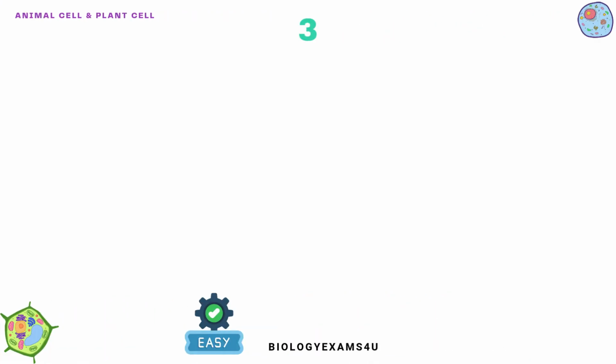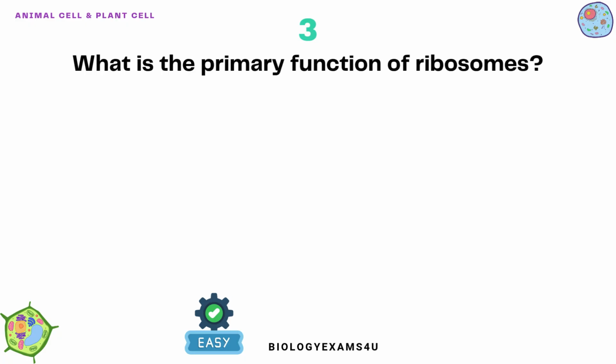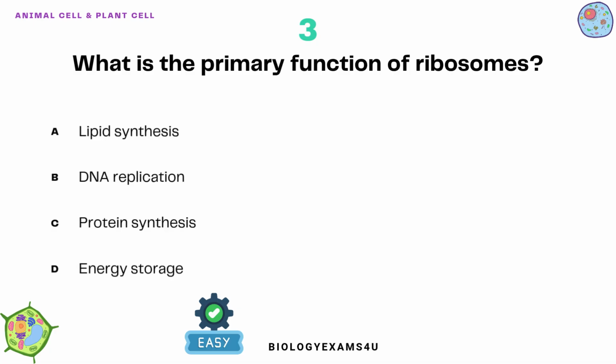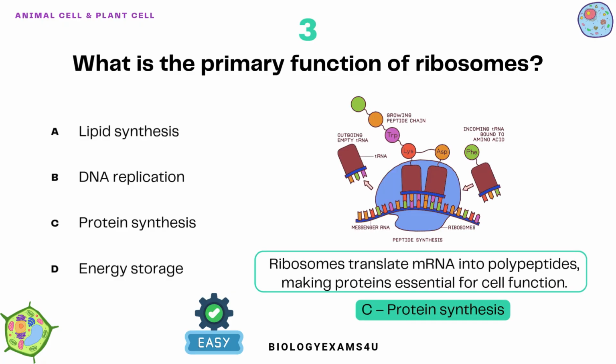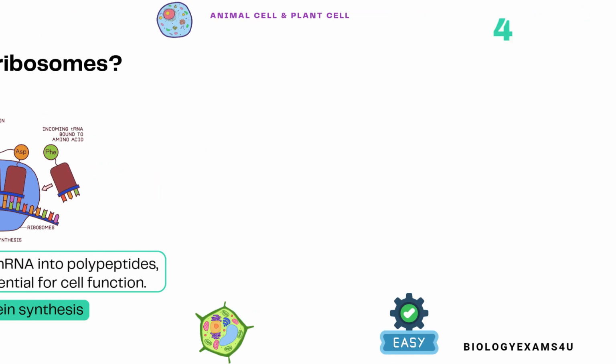What's the primary function of ribosomes? Lipid synthesis, DNA replication, protein synthesis, energy storage. Answer is C. Protein synthesis. Ribosomes translate mRNA into polypeptides, making proteins essential for cellular function.